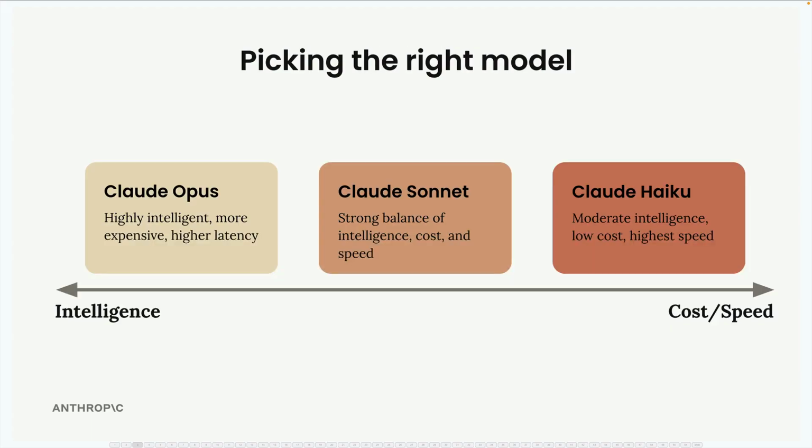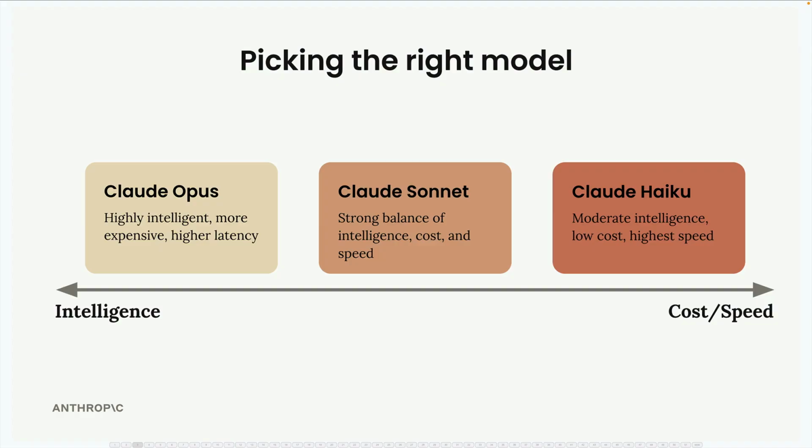Now let's talk about how you decide which of these three models to use for your particular application. The way to think about model selection really comes down to understanding the trade-off between these different models. On the one hand, you've got really high intelligence, and on the other side, you've got more cost and speed. Opus sits on the intelligence side. It's really intelligent, more expensive, and also has higher latency. Haiku sits on the cost and speed side. It has moderate intelligence, low cost, and the highest speed. And Sonnet is right there in the middle, striking a good balance between these different qualities.